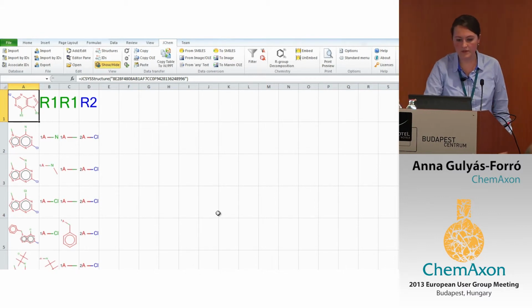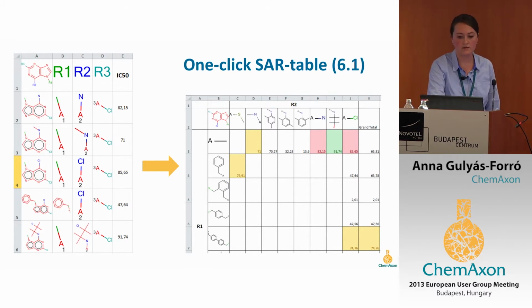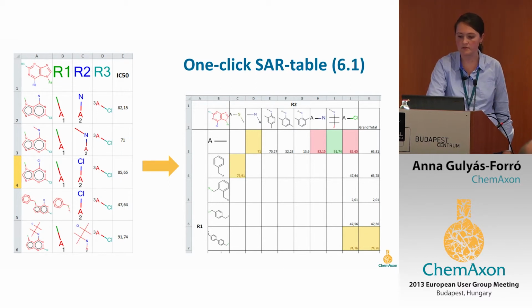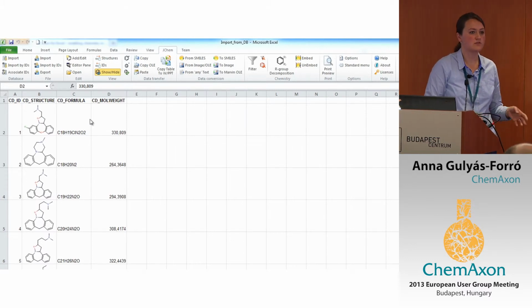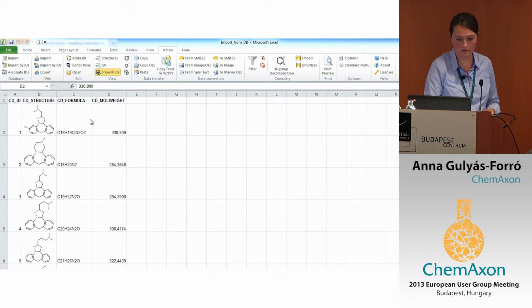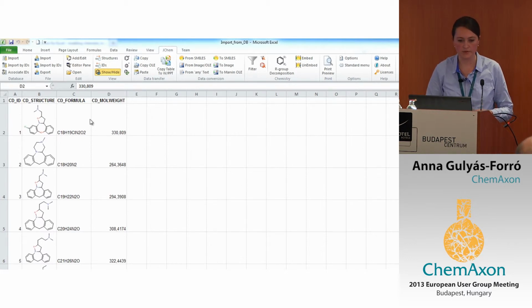If you would like to do an SAR analysis with the R group decomposition data, you can use the basic pivoting function of Microsoft Excel and create an SAR table. In our next release, we are planning to do a one-click solution for this process. On the next demonstration, I will show you how these basic search options are available from our import from database dialog, and also the copy-paste functions related to corporate IDs.